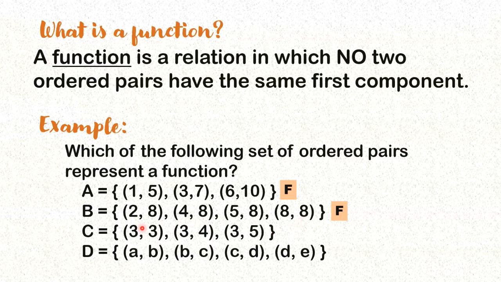What about set C? Tingnan ulit natin ang first component. So we have 3, 3, 3. So magkakapareho. Definitely, this one is not a function. So that's how you do it. Yung first component lamang ang titingnan ninyo. What about letter D? The first component here is A, dito B, and then C, and then D. Wala namang magkapareho. So definitely, this set of ordered pairs represents a function.